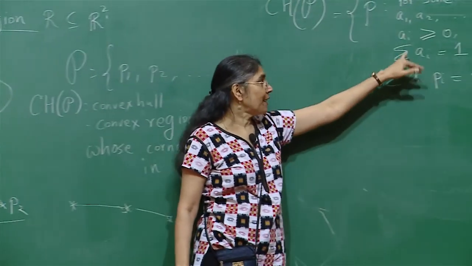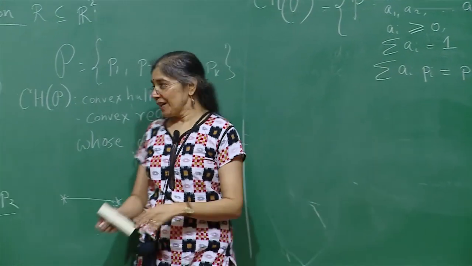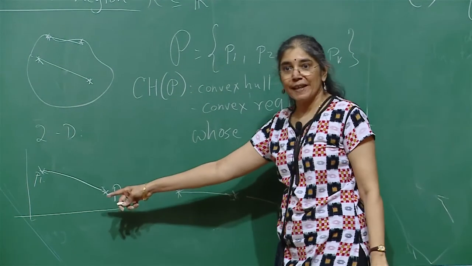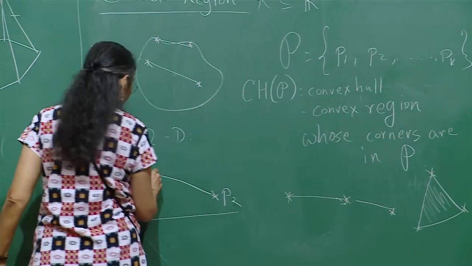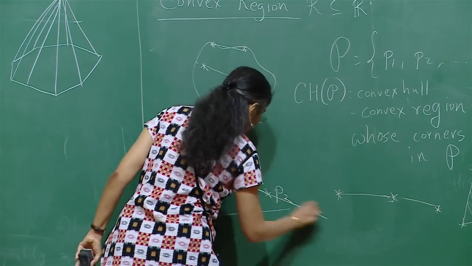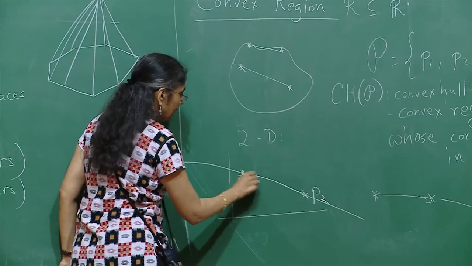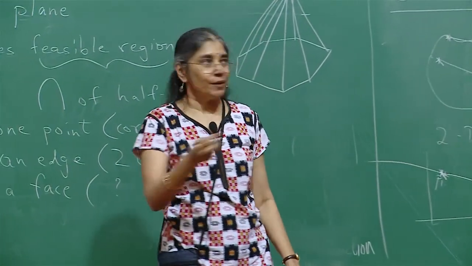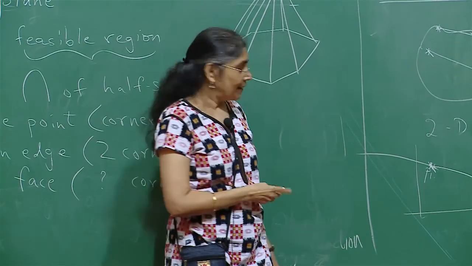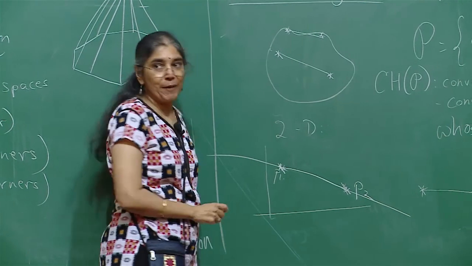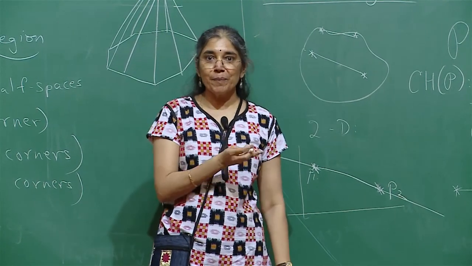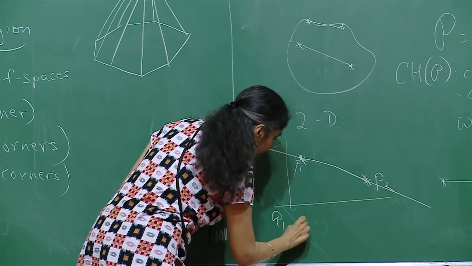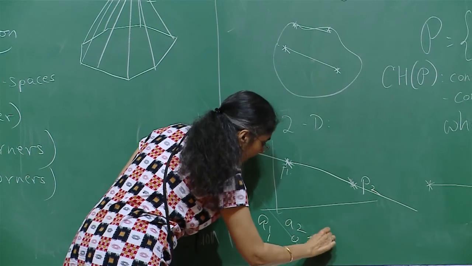They should all be non-negative and they should add up to 1. And is it clear that that gives you this line? So, if I had just 2 points, P1, P2, let me take A1 equals 1 and A2 equals 0 in that definition. What will I get? I will get the point P1, right? A1, A2, if I take 1, 0, I get P1.